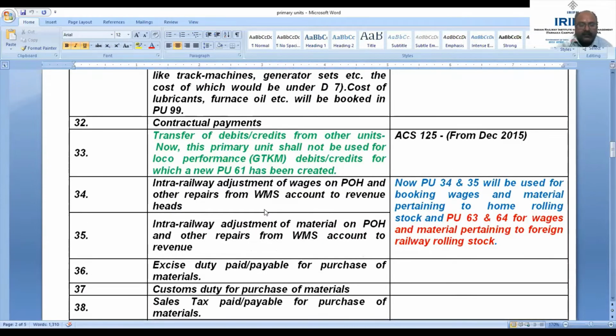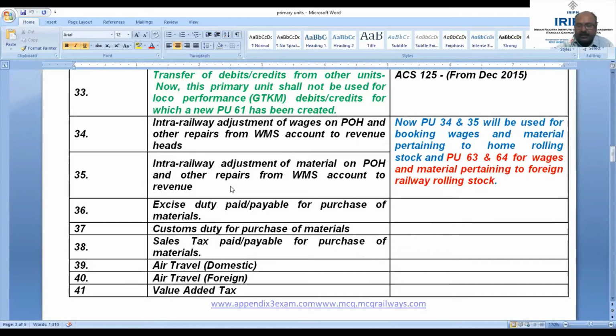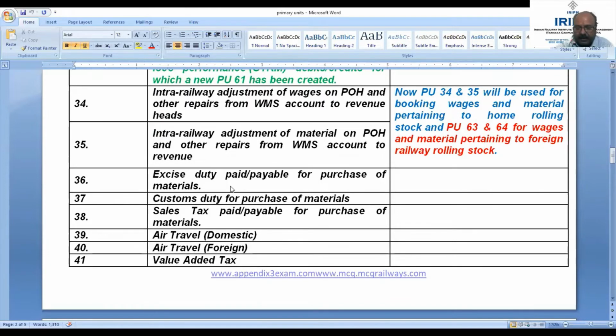So now these two heads, 34 and 35, are operated in the workshop accounts. That is the transfer from WMS account to revenue heads. The labor portion is 34, the material portion is 35. These two are very, very important. 36 is the excise duty paid on the purchase of materials. 37, customs duty. 38, sales tax. Now I think it is all replaced by GST.